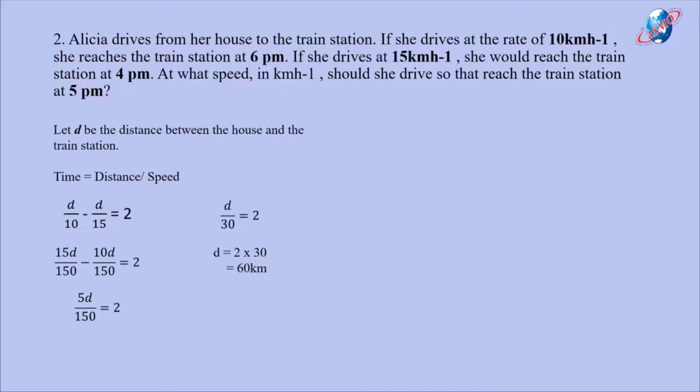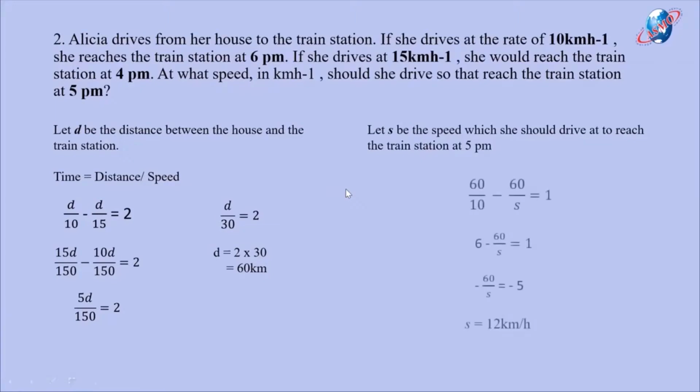Why? Because the question asks us to find at what speed, okay? They want to find speed. So let S be the speed which she should drive at to reach the train station at 5 p.m.